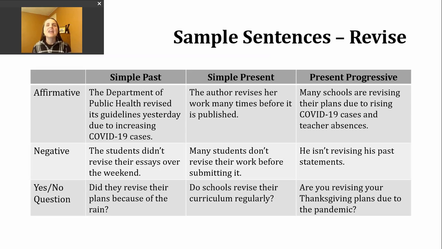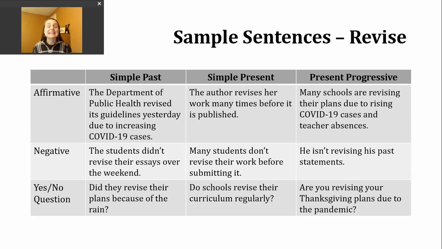Let's take a look. The author revises her work many times before it is published. So an author, a professional writer here, makes many alterations, changes, improvements before we, the public, get a chance to read it. If I want to make a negative simple present sentence, I'm going to use do not and the base verb, or does not and the base verb. You might also hear don't in the base verb or doesn't in the base verb. Again, native speakers have a tendency to use contractions.